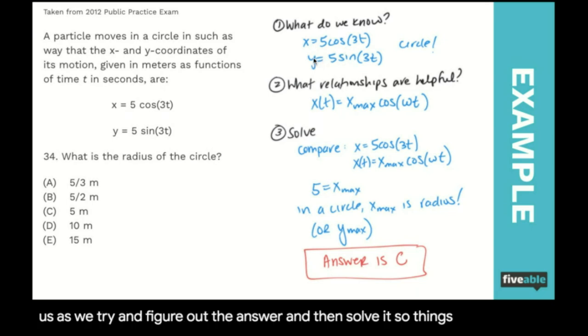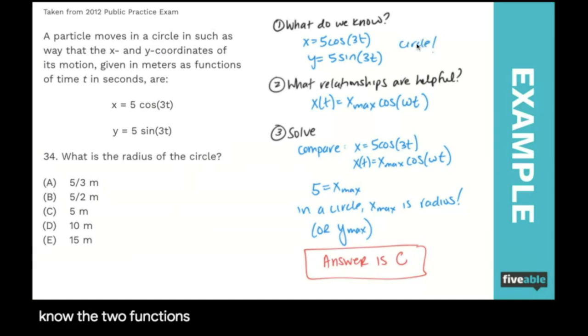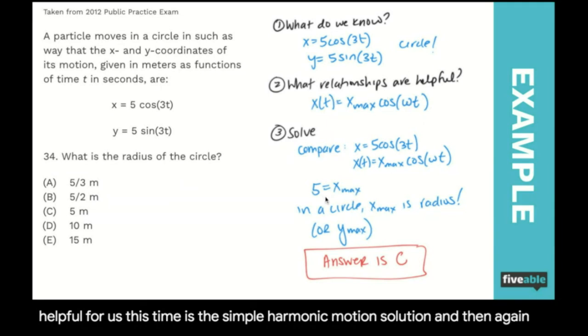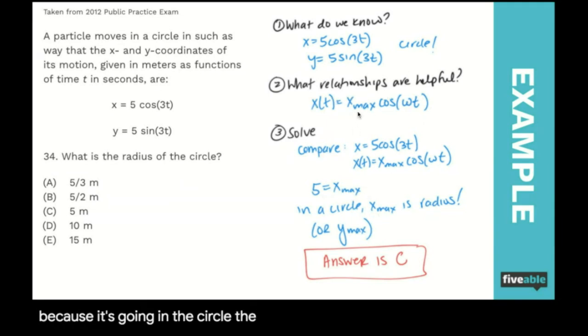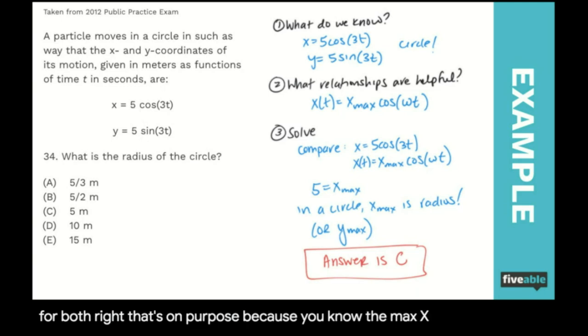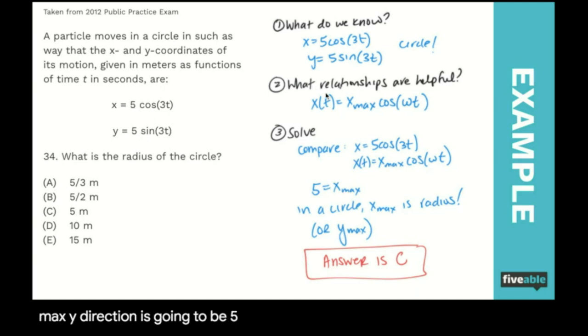So things we know: the two functions, and that it's going in a circle. The relationship that's helpful for us this time is the simple harmonic motion solution. And again, because it's going in a circle, the amplitude of the motion is going to be the radius. So you can see it's 5 for both, right? That's on purpose, because the max x direction and the max y direction is going to be 5. And so we can just pull 5 out of that equation and get that as our radius.